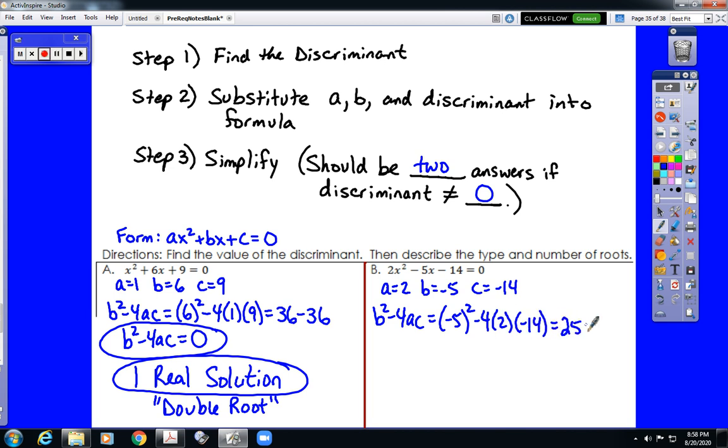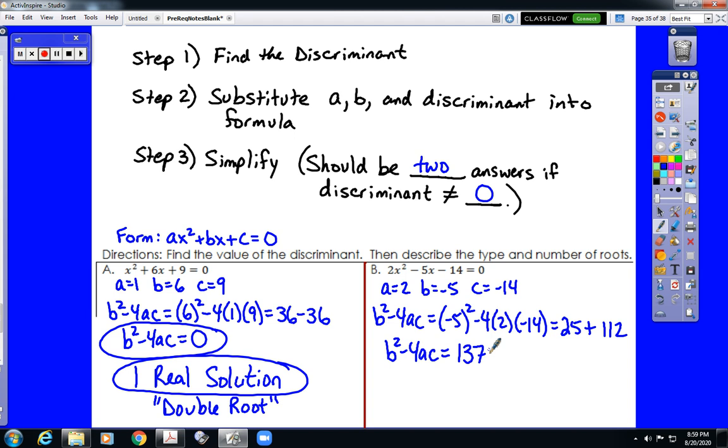That would be 25 plus, oh man, that's a tough one. 4 times 2 times -14 is 112. 112 plus 25 would be 137. And again, we don't even really care about the value.